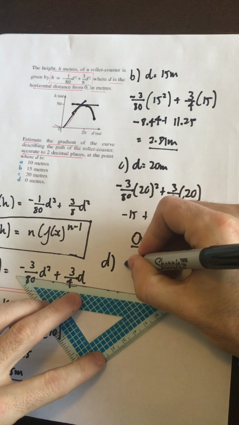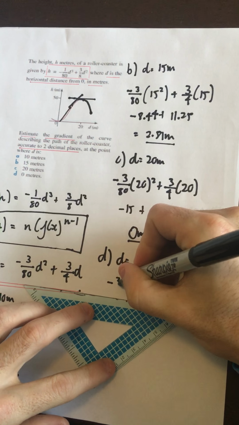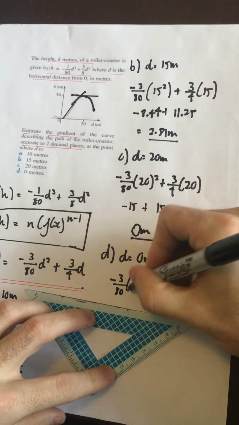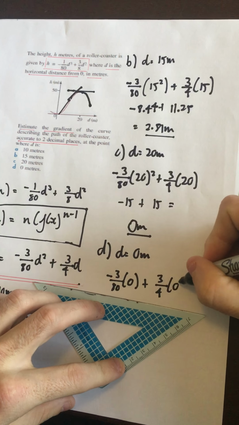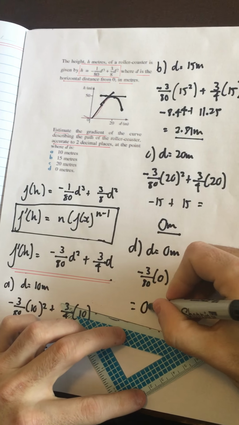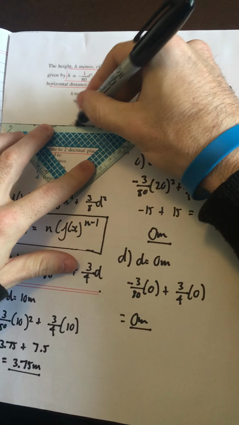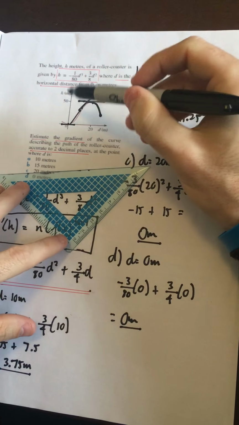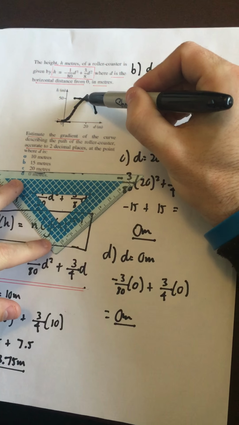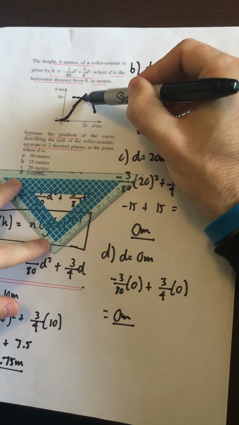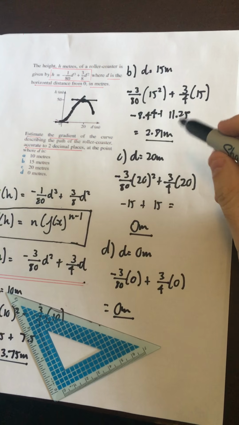d, same thing again. d is equal to 0 meters. Plug it in, same thing again, -3 over 80 times 0 plus 3 over 4 times 0. We're going to get 0, which means there is no gradient at that particular point, which means that the height is just changing direction. So from an increasing value, steep all the way up, and then we hit a point where the height is actually coming down, so the roller coaster is going down. Okay, that's as simple as that, and there's the answer.